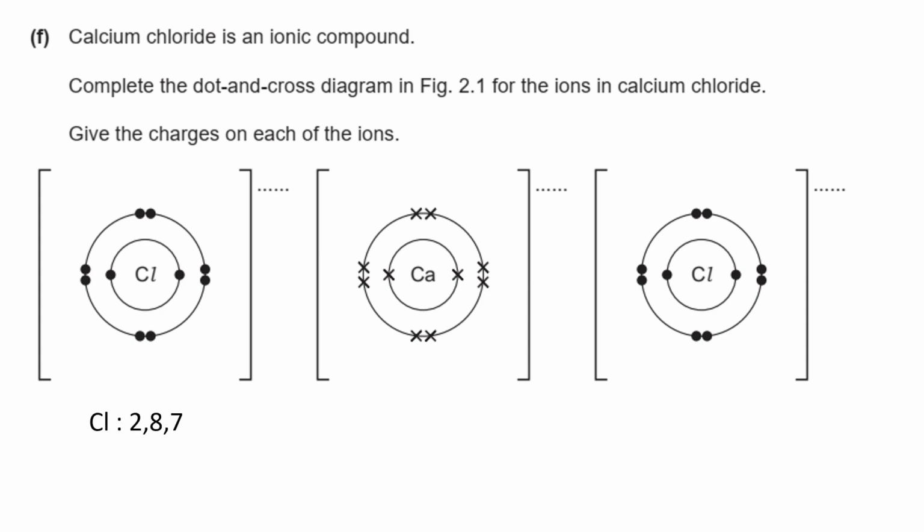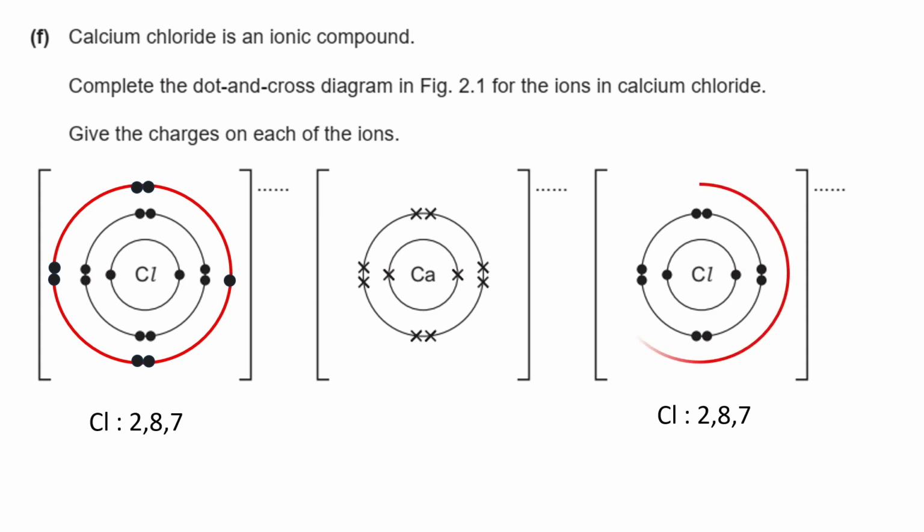Look firstly at chlorine. Chlorine atom 2,8,7. So one orbit or one shell is missed, the last shell. Containing how many electrons? 7 electrons. The same for the other chlorine atom, 2,8,7. One electron orbit or shell is missed, containing 7 electrons, with dots, black dots.